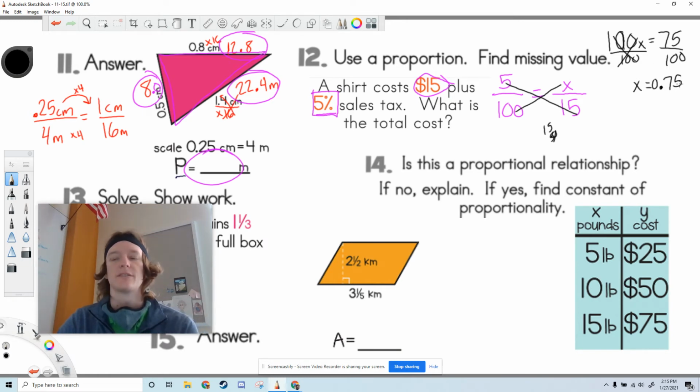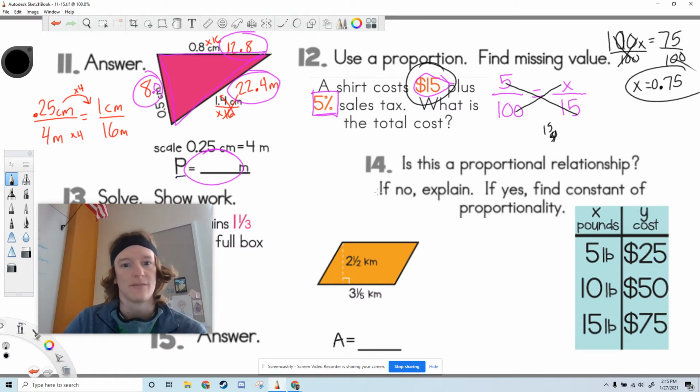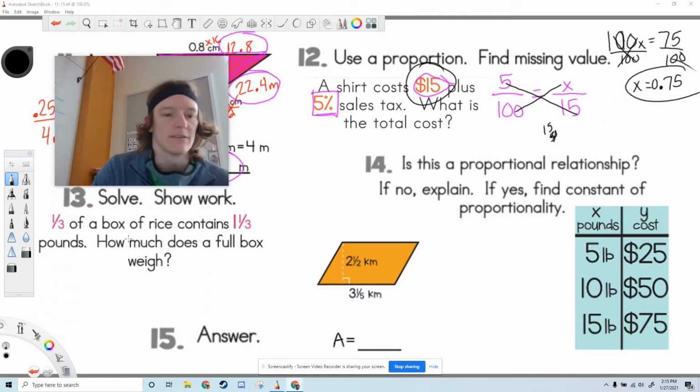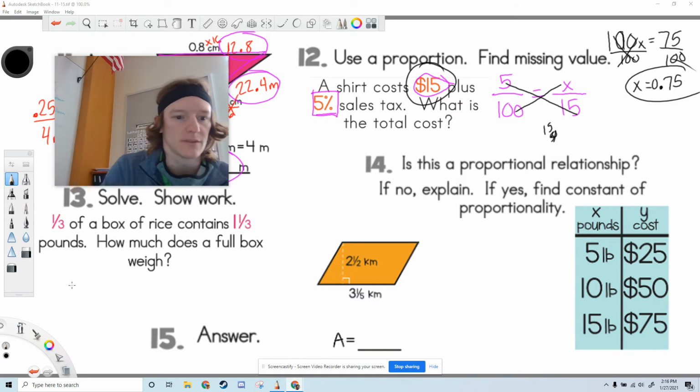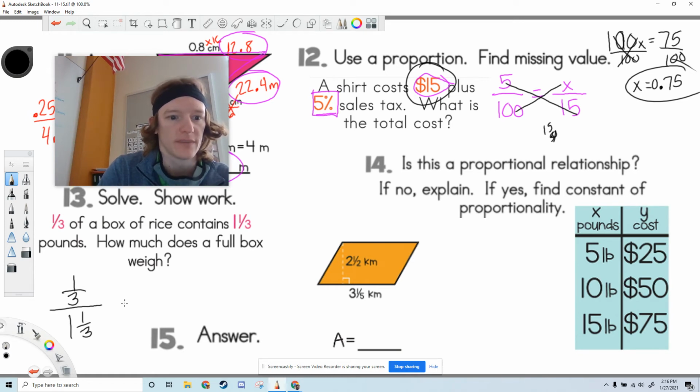Okay, $0.75. So what is the total cost? Well, here's the shirt. Here's the tax. How much does it cost? For number 13, a third of a box of rice has 1 1/3 pounds. So 1/3 box of rice has 1 1/3 pounds. How much does a full box have?